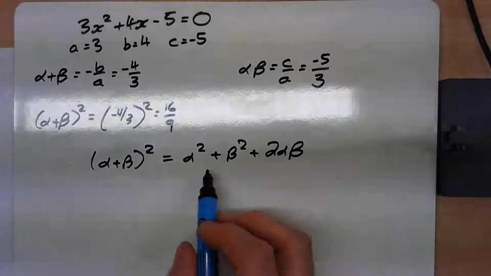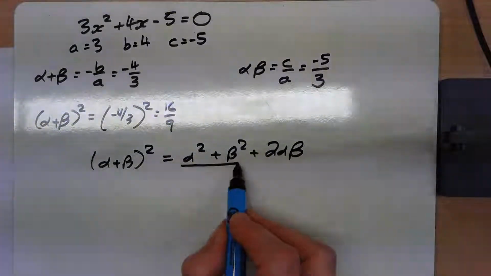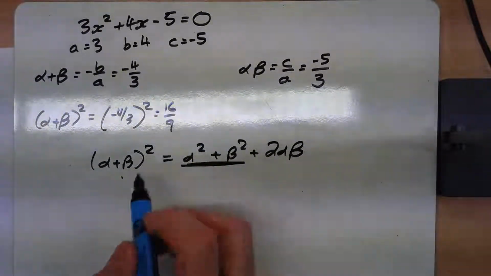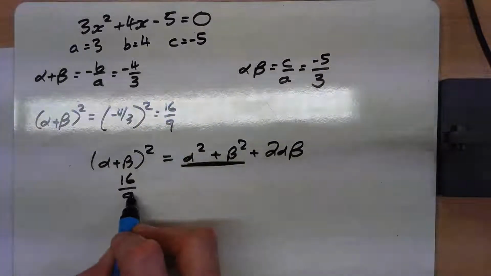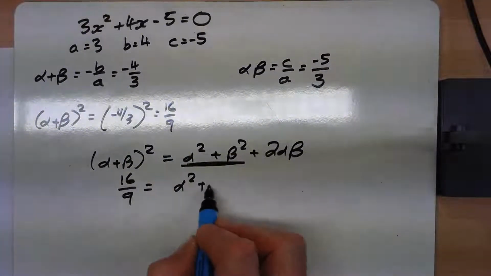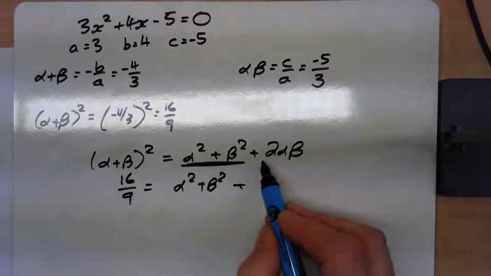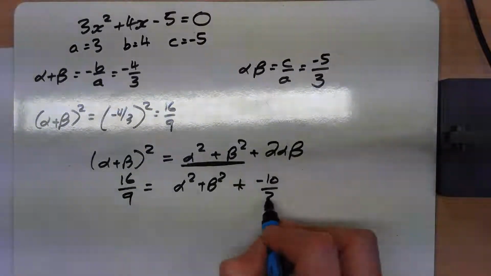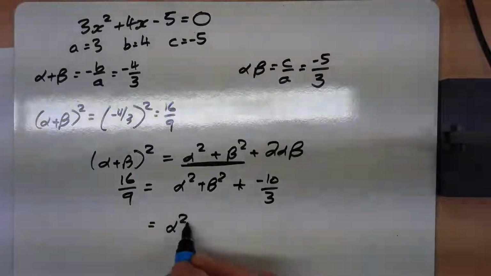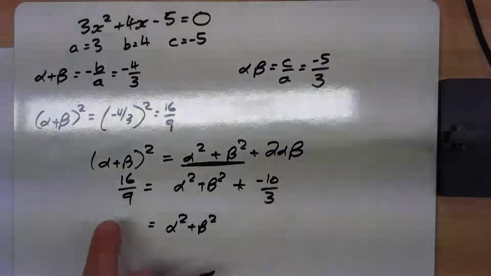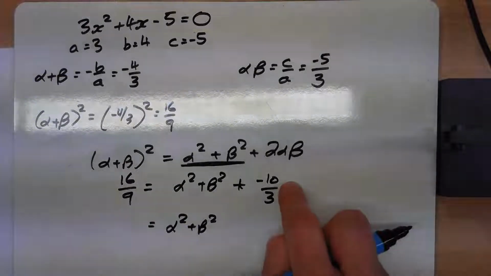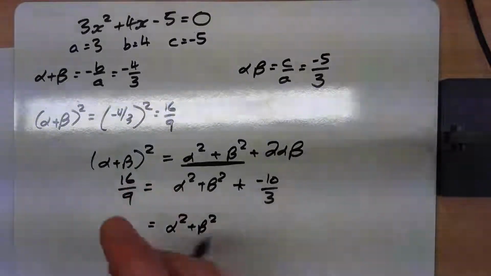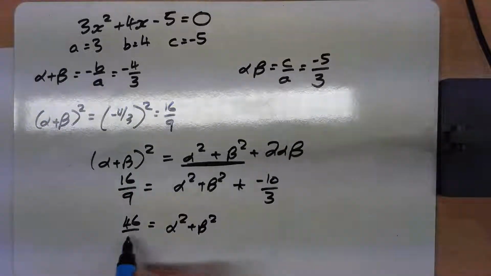The question's actually asking us to find out what this is. Well, we know what that is. It's 16 over 9. And we know what that is because we've already got it here. 2 of those is -10/3. And so alpha squared add beta squared are these two things added together. So what's that? That's 46 over 9.